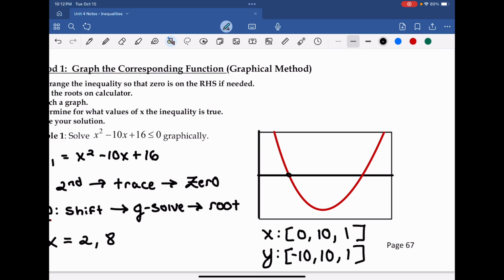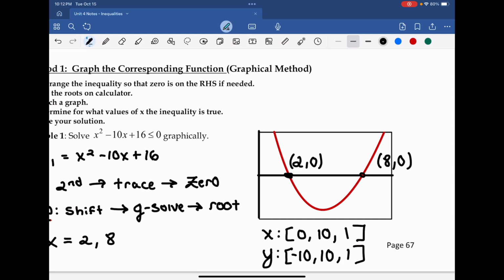You're going to put a dot on these two x-intercepts. And then what we want to do is write in the following. The first one was 2 and 0. The second one was 8 and 0. Excellent.